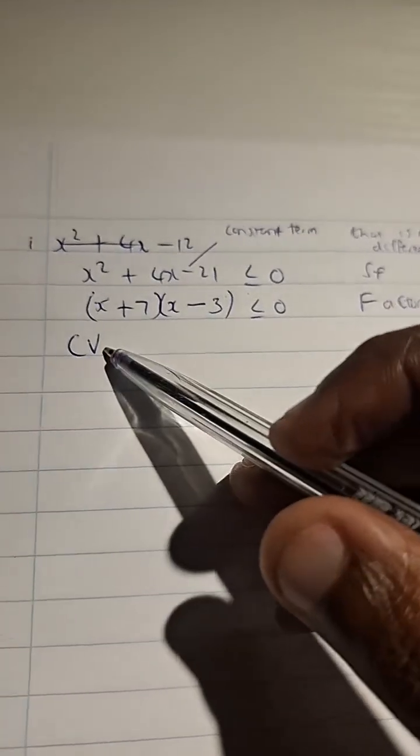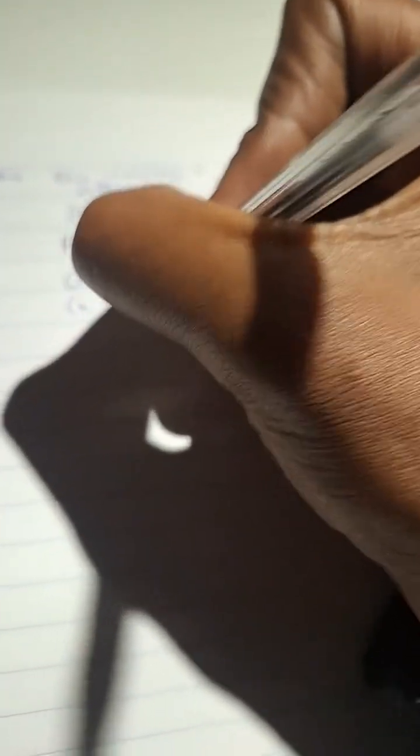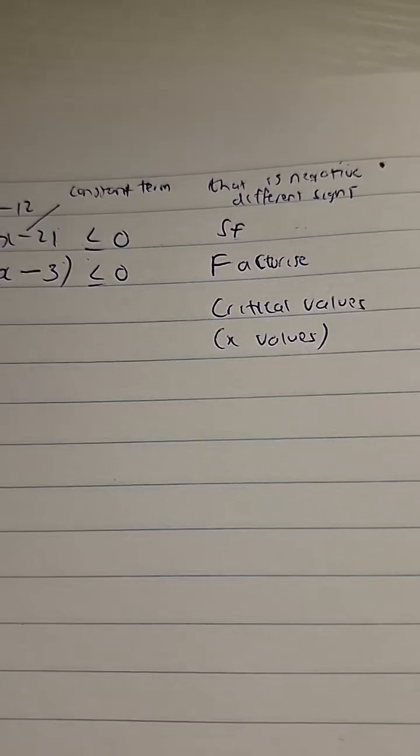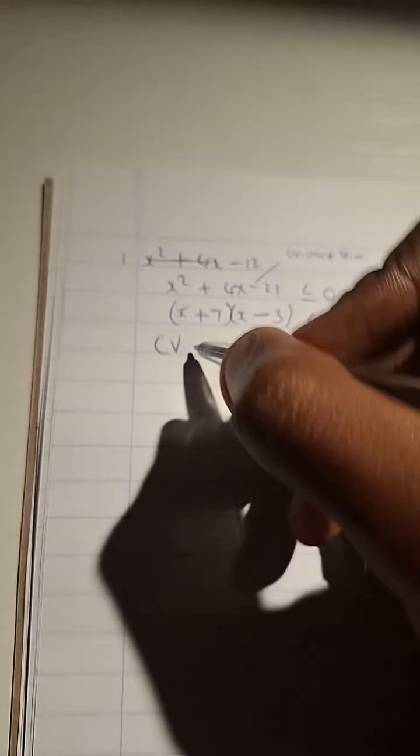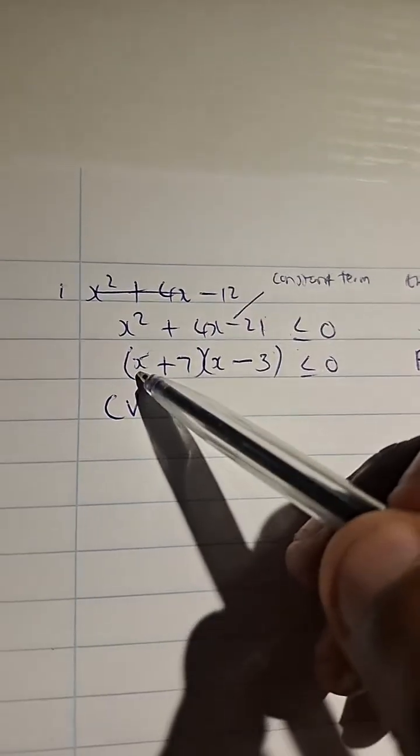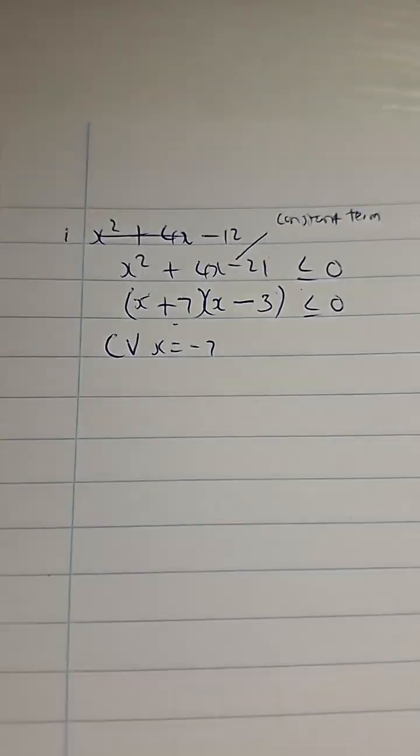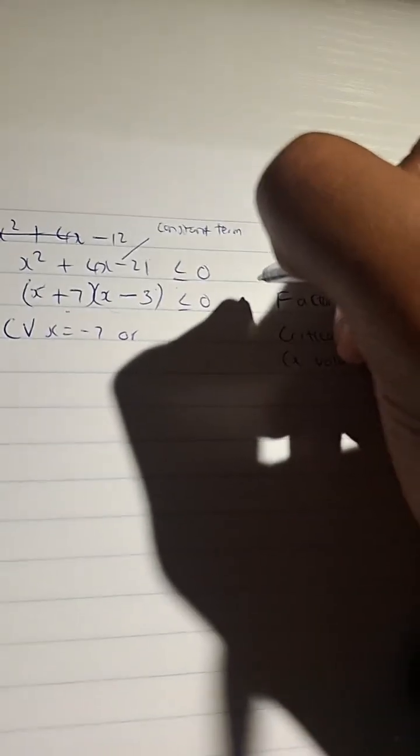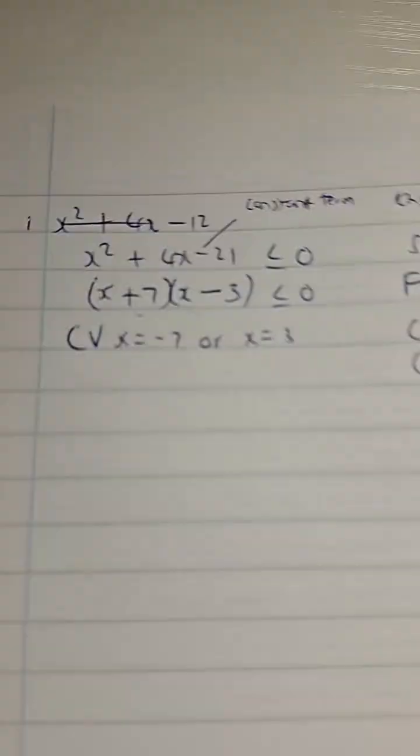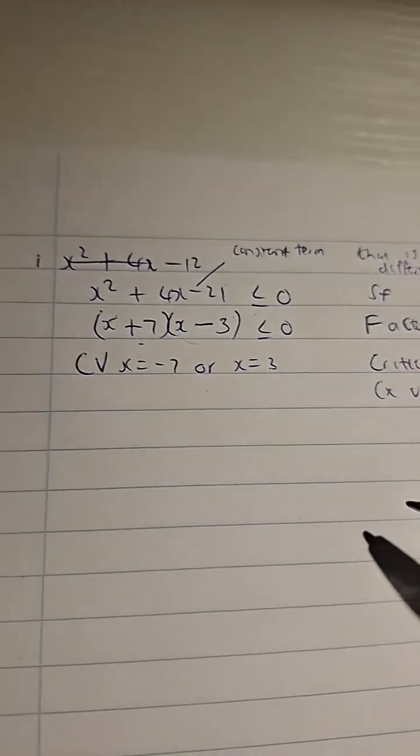Okay. Step number 2, we write down what we refer to as the critical values. Critical values, guys, are just like the x values that you would get, your solution, if you were solving for x. So what would be the x value which would make this bracket 0? It would be x is equal to -7. And what is the x value that would make this bracket 0? It would be x is equal to 3. These are our critical values.